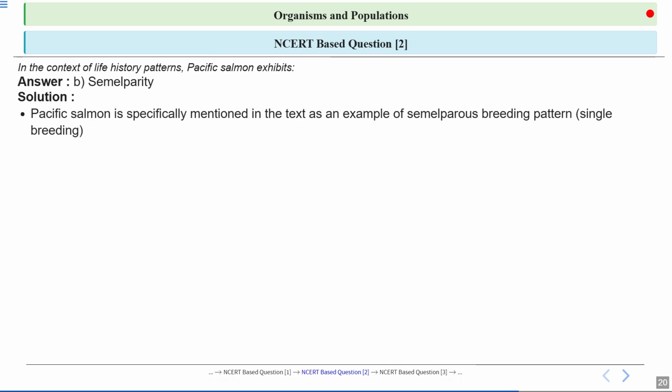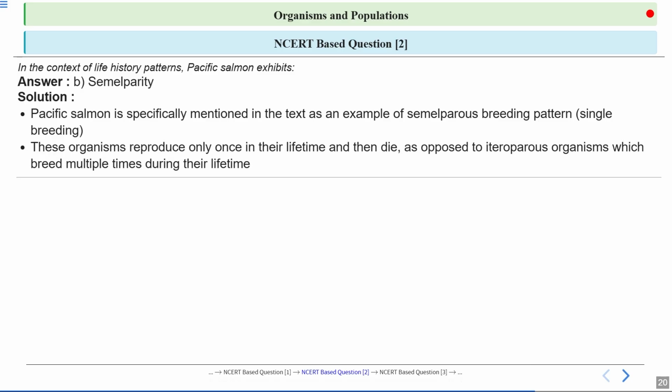Let's have a look at the explanation. Pacific salmon are known for their semelparous breeding pattern, meaning they have a single reproductive event in their lifetime. They only breed once and then they die. These organisms reproduce only once in their lifetime and then die, as opposed to iteroparous organisms, which breed multiple times during their lifetime.